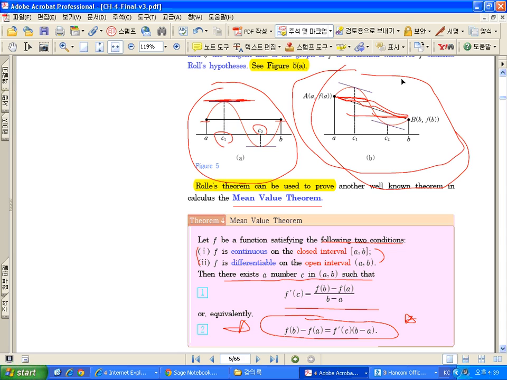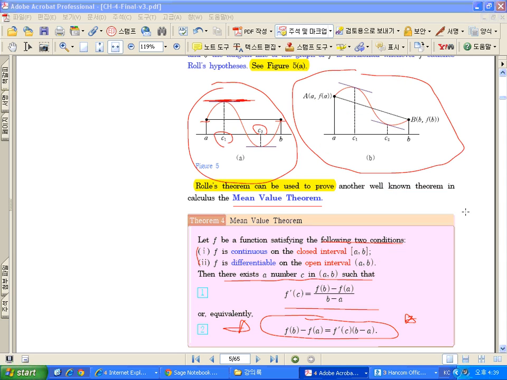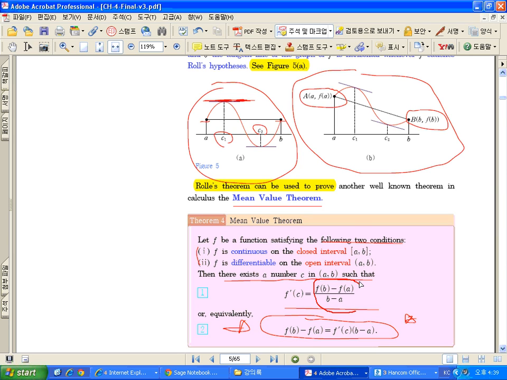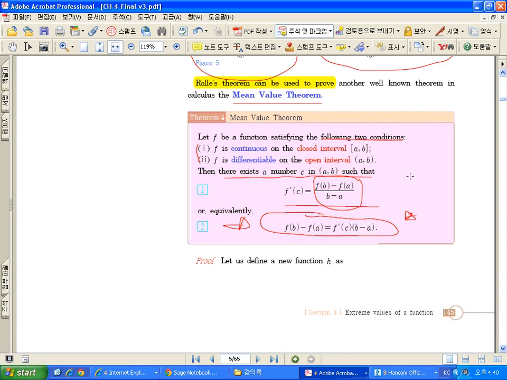Here you can find the slope between this point and this point. Then, since it's continuous and differentiable, you should be able to find a point that has a slope parallel to the line connecting these two points. That's what the mean value theorem says.